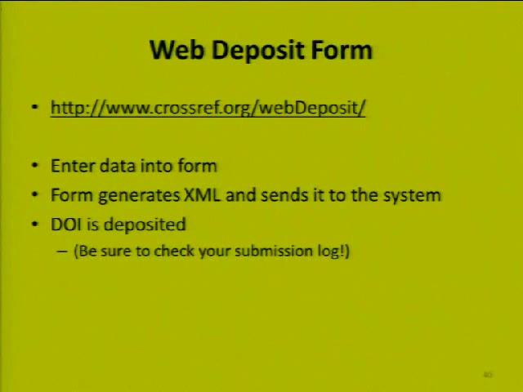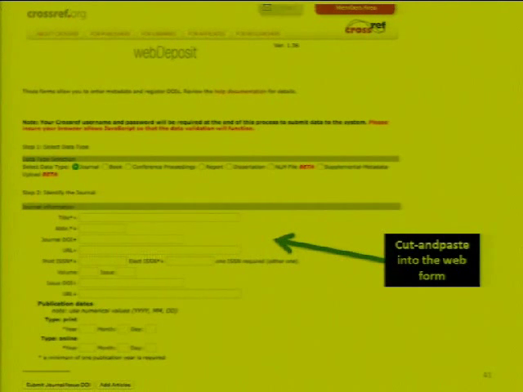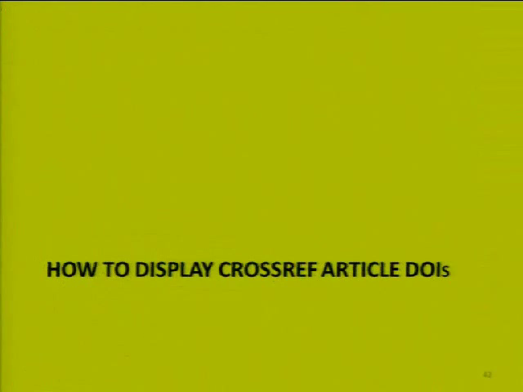The URL's here, and in the handouts you've got, on the back page, you'll find some useful URLs, and this will be amongst them. Basically, this is an online form into which you cut and paste the bibliographic information, and then when you hit the submit button, the form creates the XML for you, so you don't have to worry about it. But you still get your submission log, so you must check that. It shows better there. This is what it looks like. So it is a simple form, you cut and paste information into it, and it does the work for you.